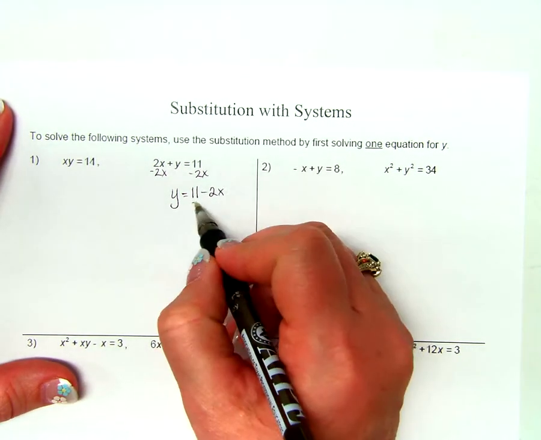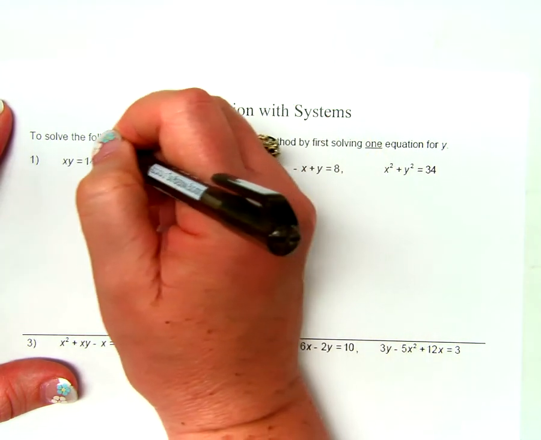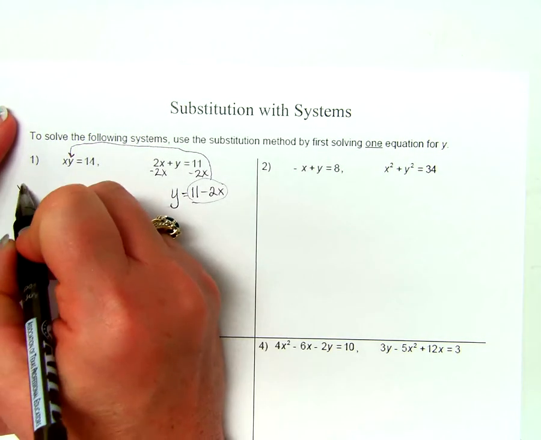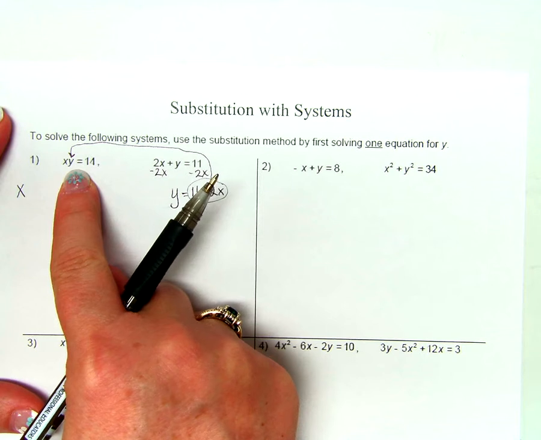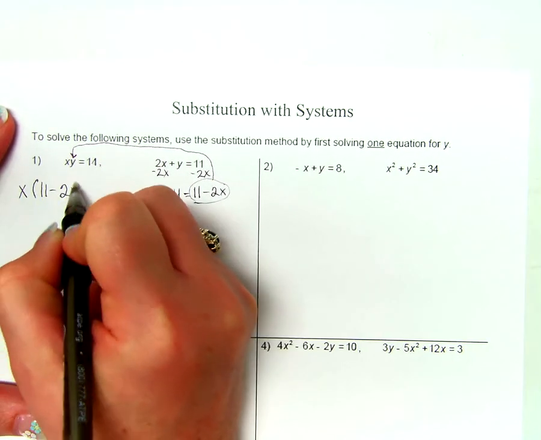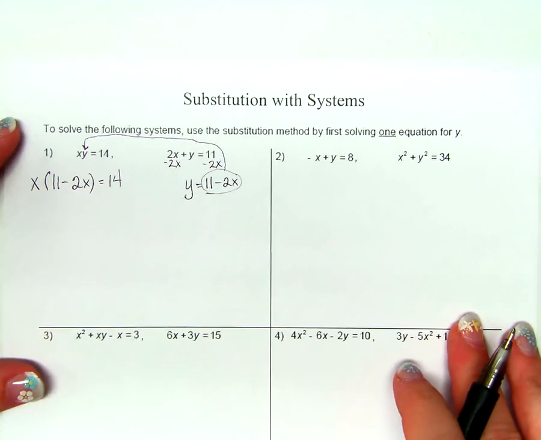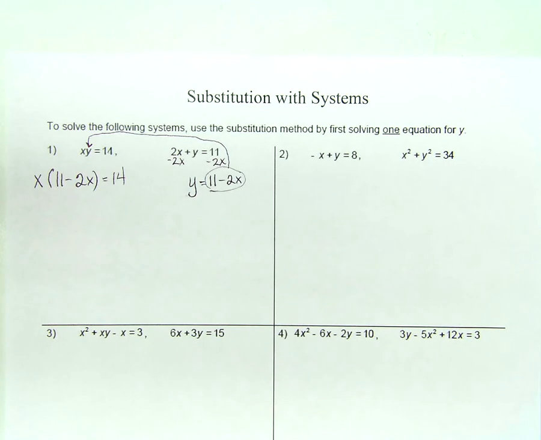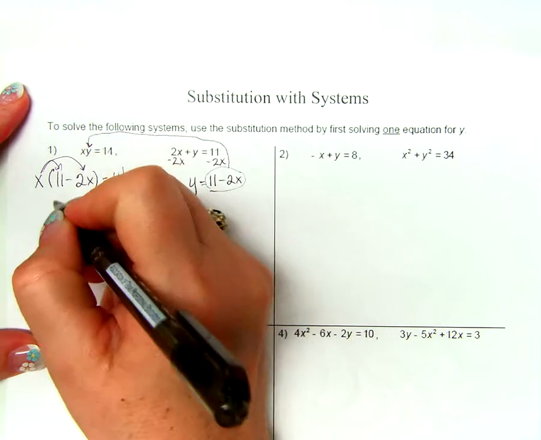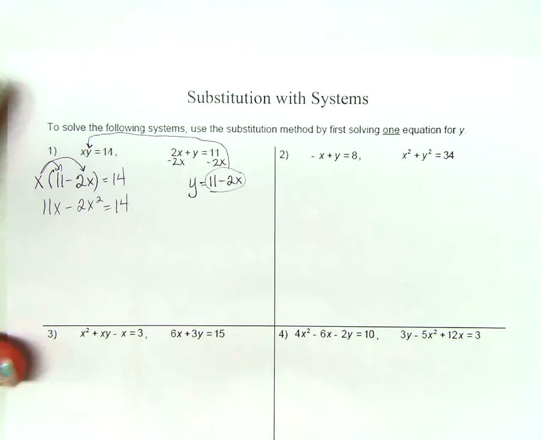I know that y equals 11 minus 2x. So I take that 11 minus 2x and I go to the other equation and put it right there for what y is. So I rewrite that equation, but I don't write y, I write what I know y equals: 11 minus 2x. Now that equals 14, doesn't it? Now this is just a simple Algebra 1 equation, isn't it? Distribute our x here and here. I get 11x minus 2x squared equals 14.